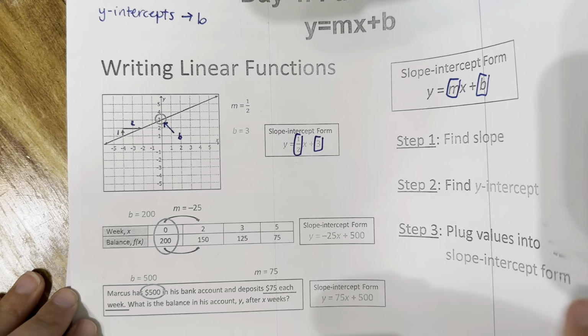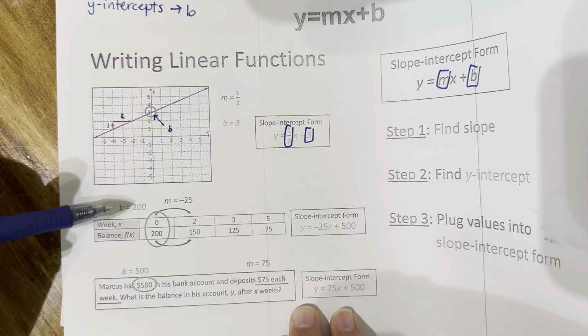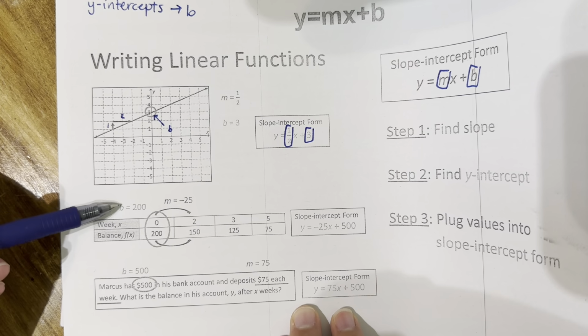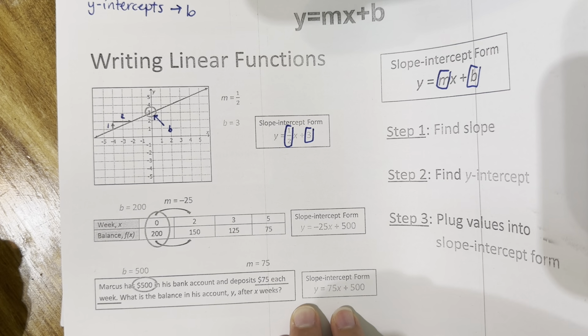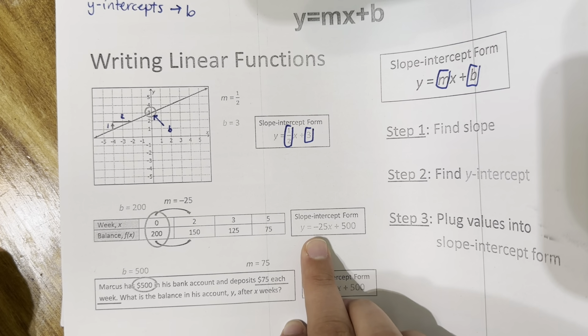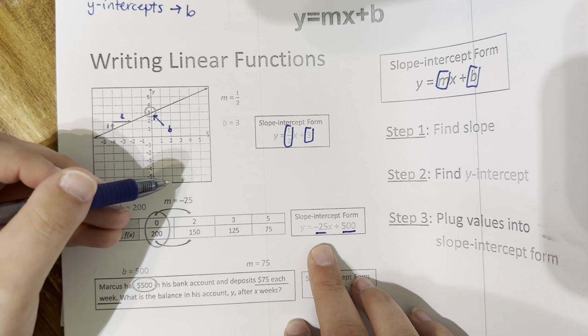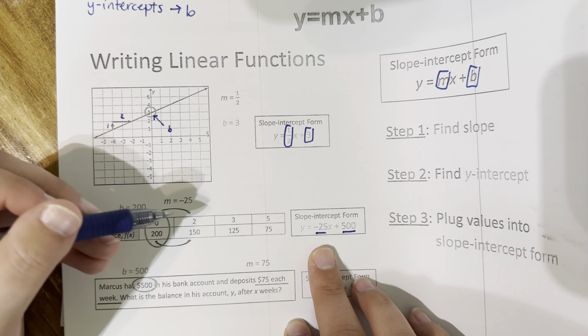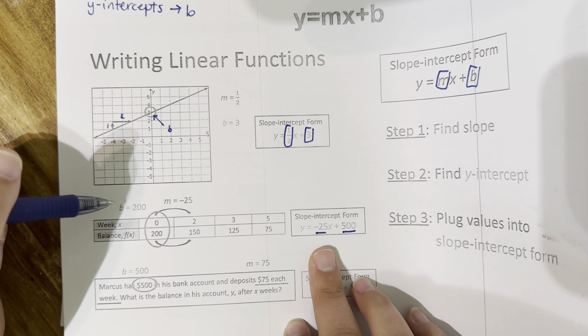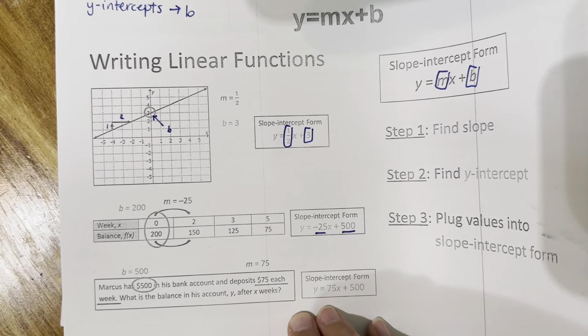Right here we have a table. We can plug this table into our calculator and find our m and our b that way as well. And then we just plug those values into our slope-intercept form. y equals, my m is negative 25, so negative 25x, plus my b, which is 200.